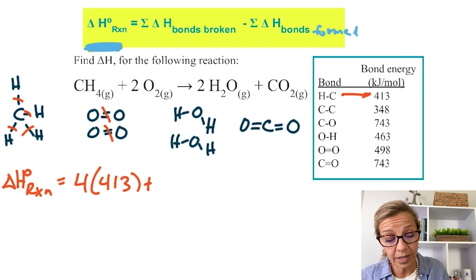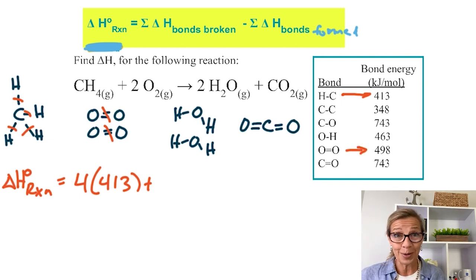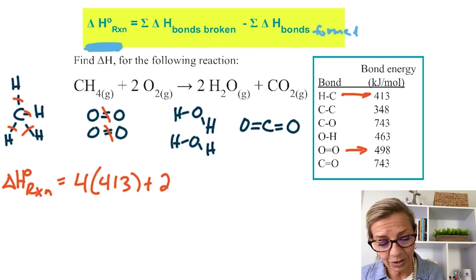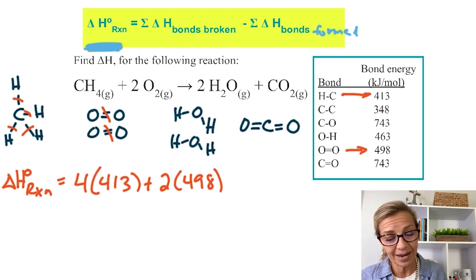Then I'm going to add the oxygen. I'm going to break 1, 2, O double bond O, because remember, oxygen is double bonded to itself. So I've got 2 of those. Each one is 498. All right, so that is all the bonds I need to break.